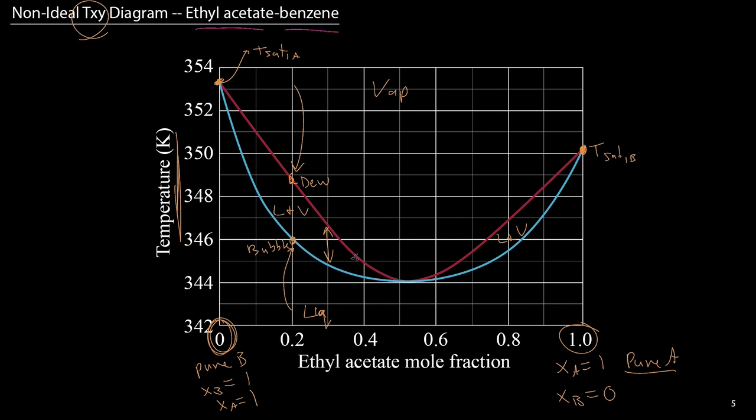But the Txy and the Pxy diagrams, although they can be somewhat complex for a non-ideal system, are useful for material balances because we can simply read off what is the composition of the liquid and what is the composition of the vapor phase to then implement into any sort of a material balance that you may be working with.